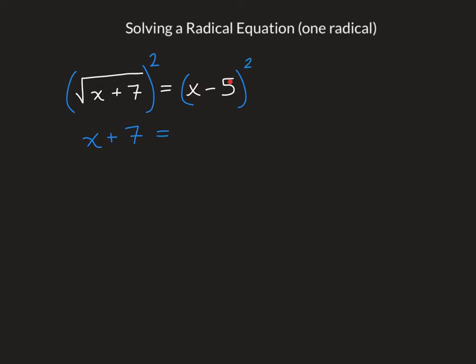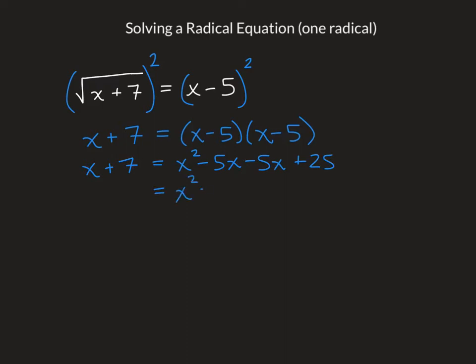When you're squaring a binomial, like x minus 5, you do have to make sure that you're actually squaring it, which means multiplying it out by itself. So we'll have x squared minus 5x plus 25, which simplifies to x squared minus 10x plus 25. And on this side, we still have the x plus 7. So we can see that we do have a quadratic that needs to be solved.